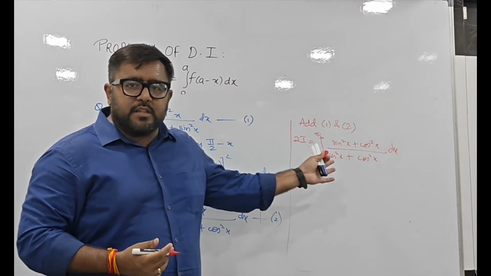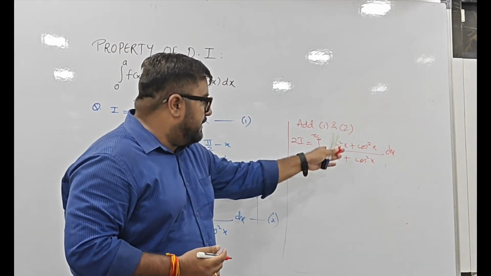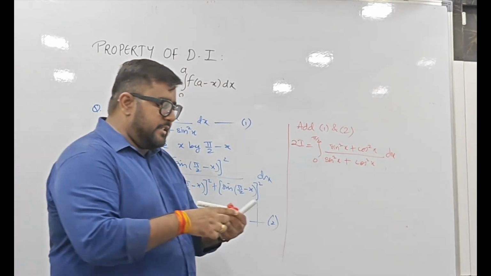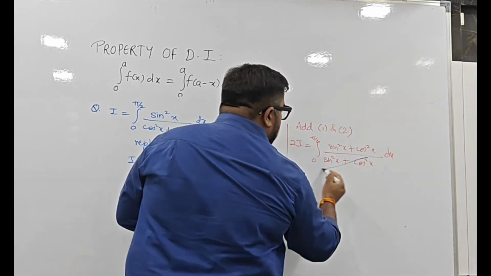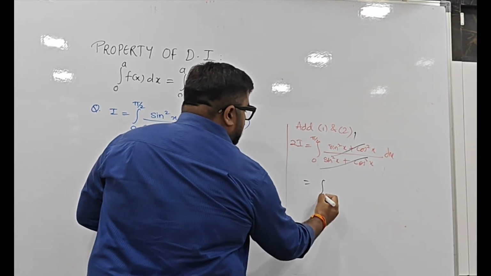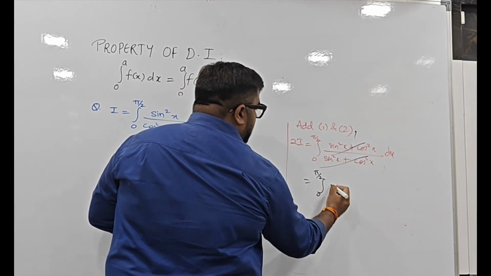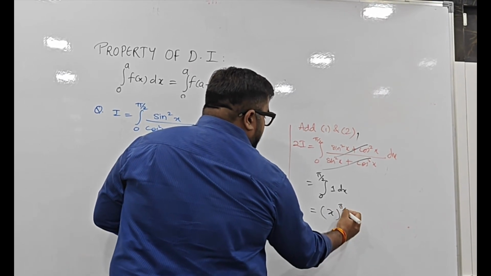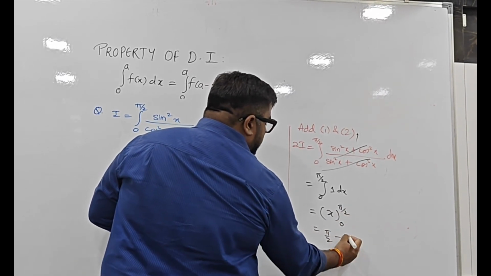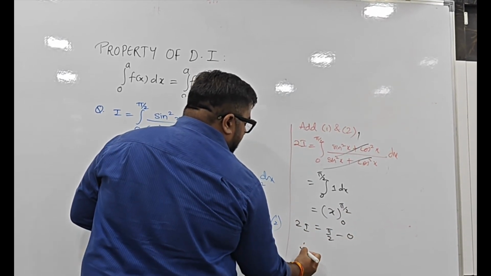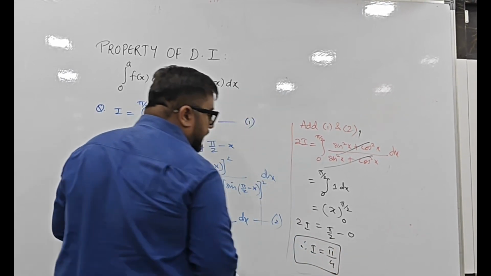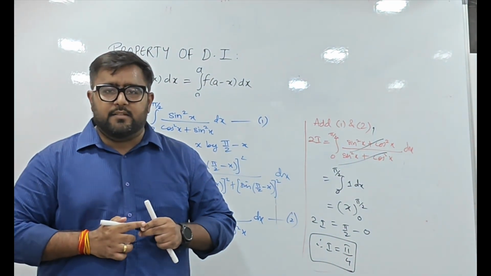Now, what do we observe here? If you see the numerator and denominator, they are exactly the same. So we can simply cancel the terms and write 1 here. So this value becomes integral 0 to pi by 2 of 1 dx. Now the integral of 1 is x from 0 to pi by 2. That gives me pi by 2 minus 0 is 2I. Therefore we have I equal to pi by 4. So this is the value of the required integral.